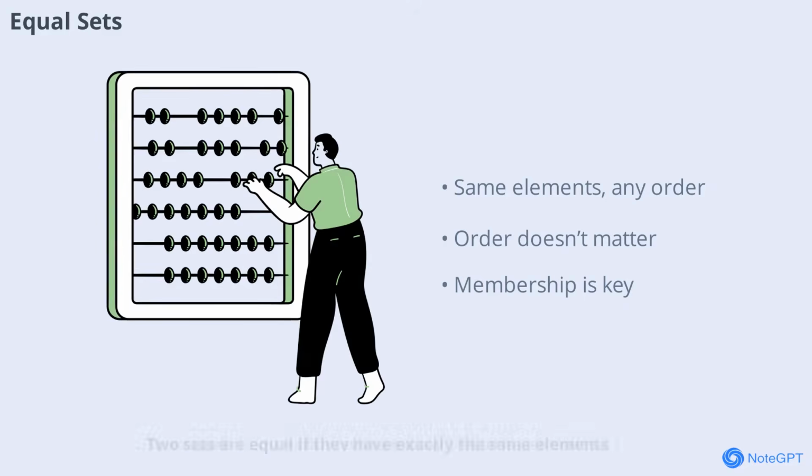Two sets are equal if they have exactly the same elements, regardless of the order in which the elements are listed. For example, {1, 2, 3} and {3, 2, 1} are equal sets. The order of elements doesn't matter in sets, only the membership does. This property makes sets different from lists or sequences, where order is important.